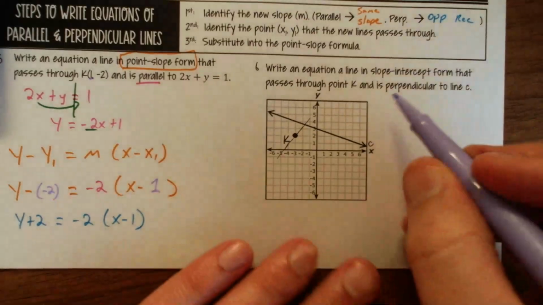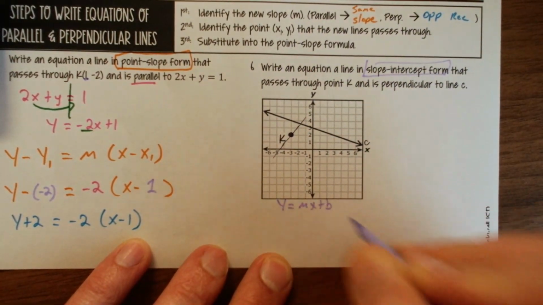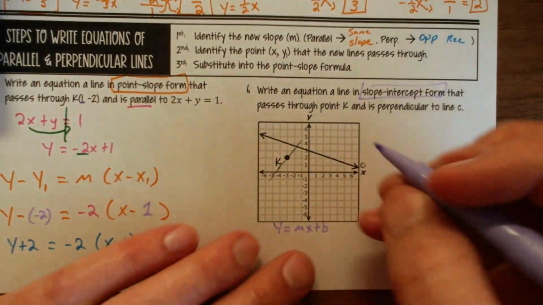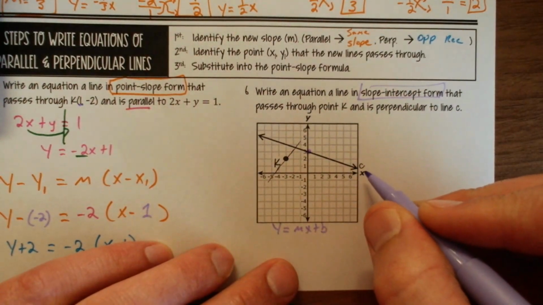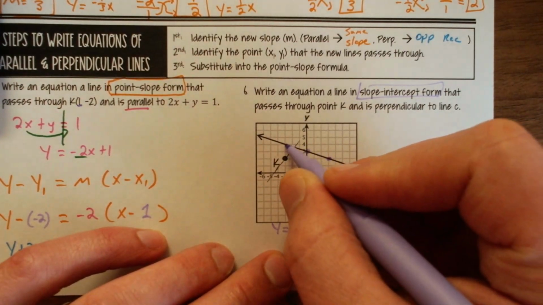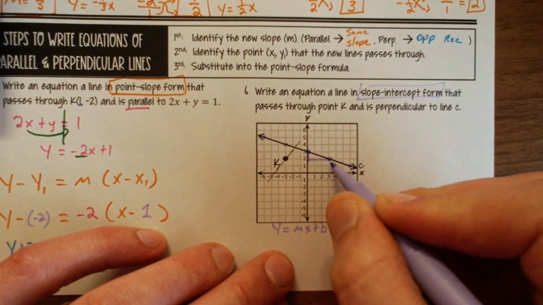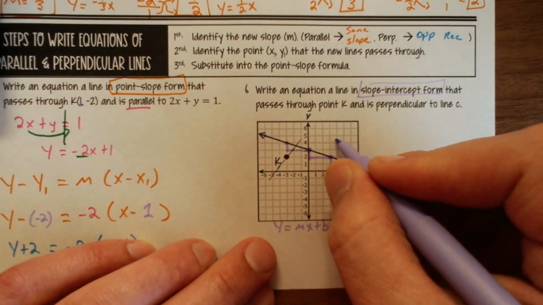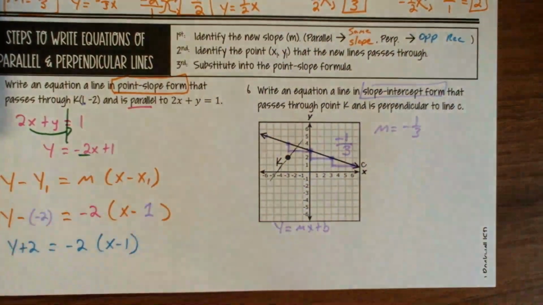The first thing I'm going to need, since it's in slope-intercept form, I've got to remember that. I'm going to write y equals mx plus b down here at the bottom because I'm going to need to remember that. Let's start with this. I need to find the slope. Here, I'm going to use my y-intercept. I don't have an x-intercept I can use, but I can use this point right here. It looks like it's pretty consistently going through these points. So I go down 1 over 3, down 1 over 3, down 1 over 3. So it looks like my slope is negative 1/3.